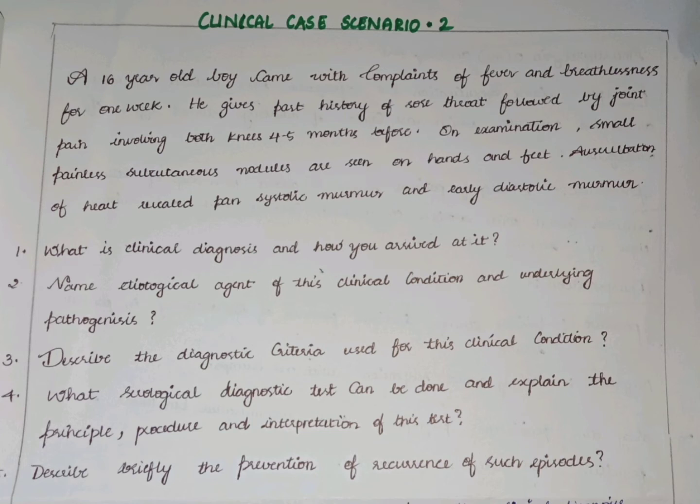Describe the diagnostic criteria used for this clinical condition. The diagnostic criteria for rheumatic fever is the modified Jones criteria, and includes clinical signs and symptoms. Laboratory parameters such as ESR and CRP are seen, and ECG changes are seen. Let us see the fourth question. What serological diagnostic test can be done, and explain the principle, procedure and interpretation of this test.